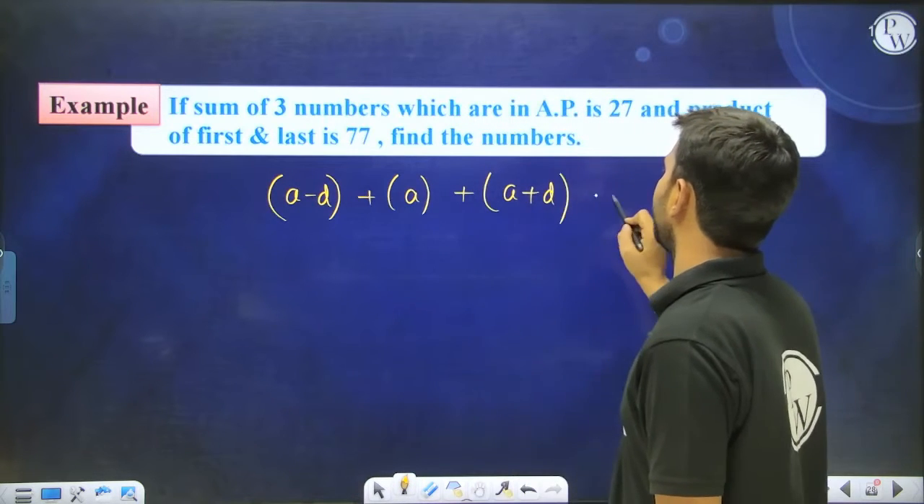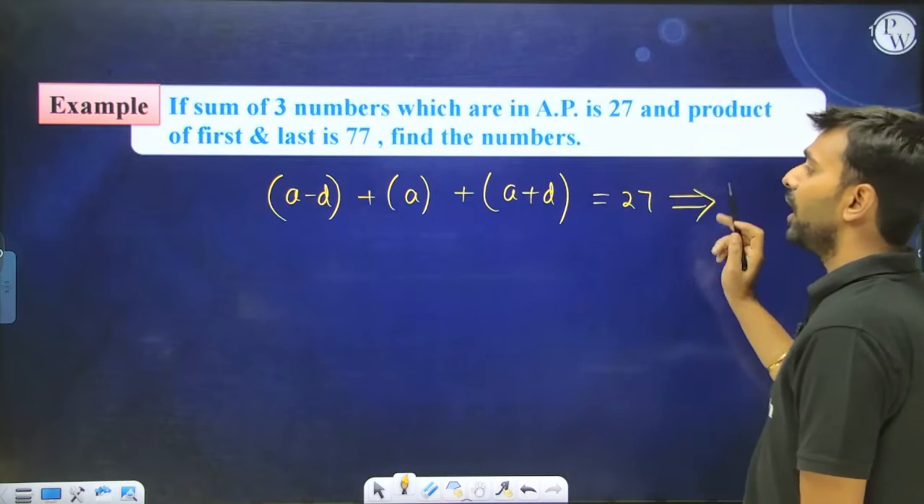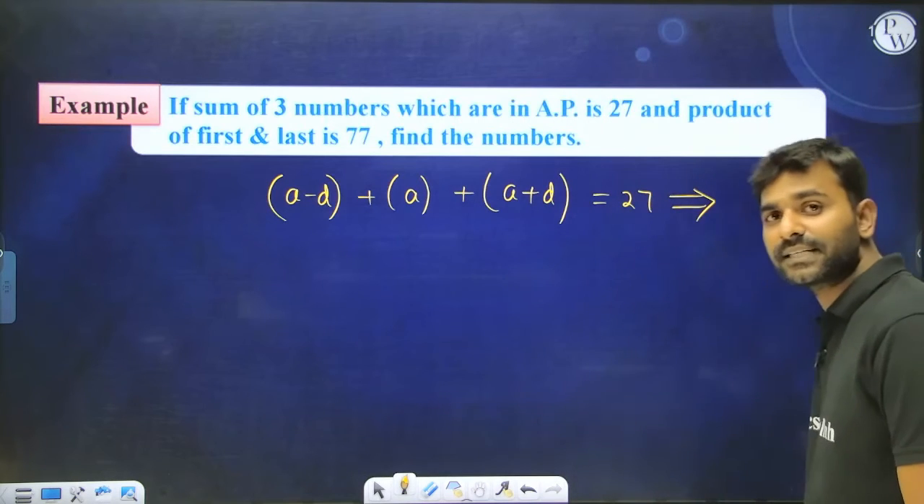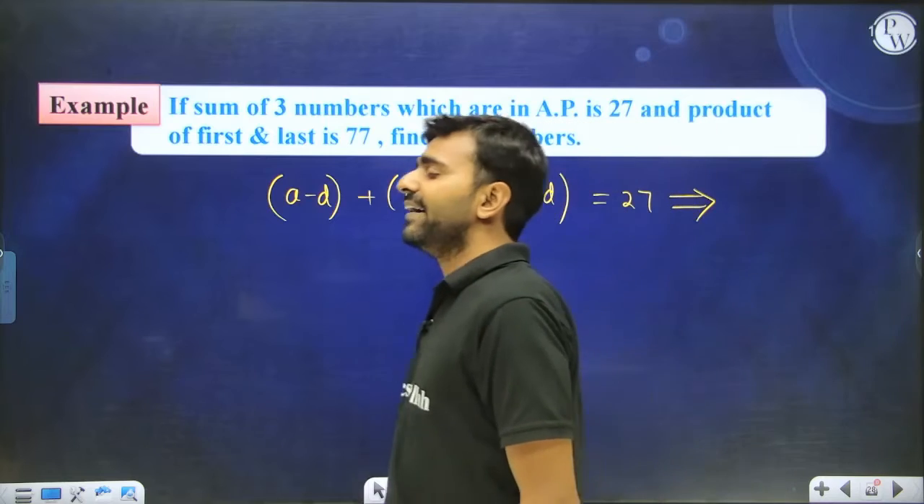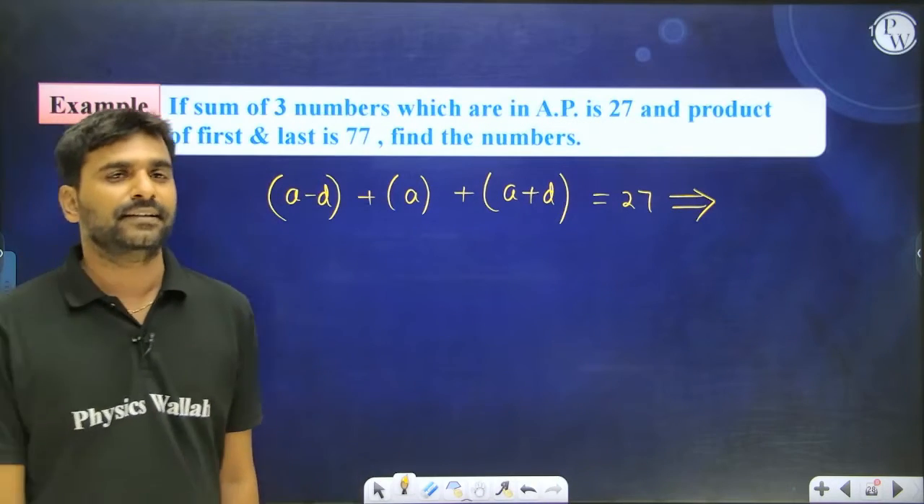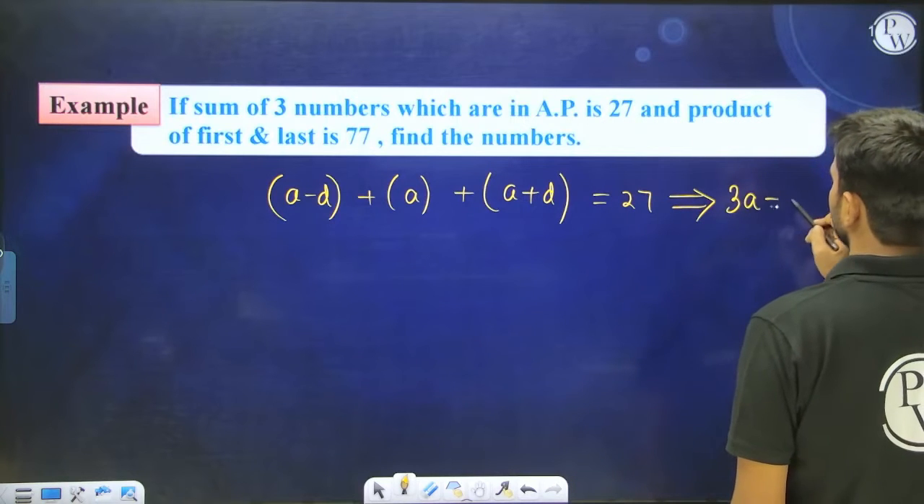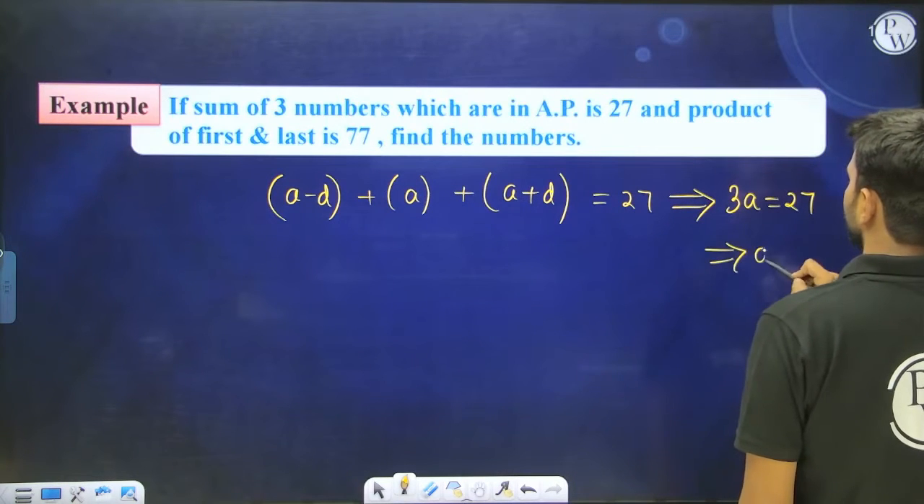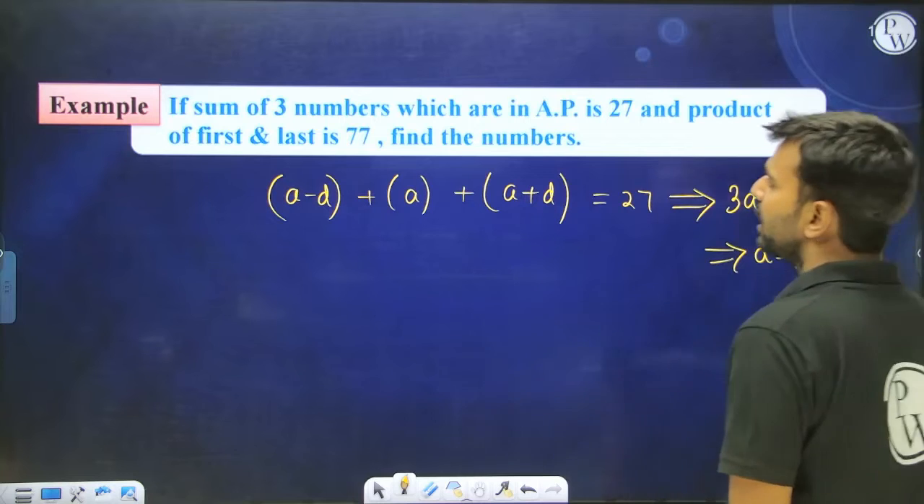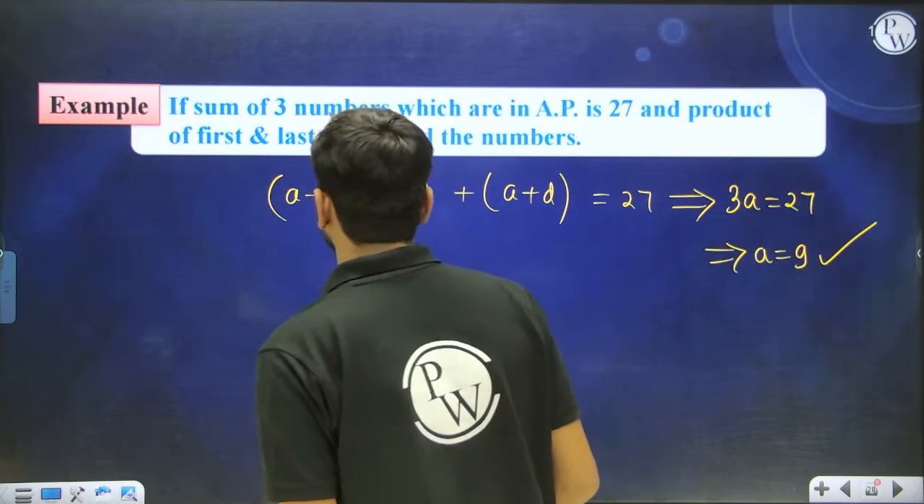The summation of the three terms is given to me as 27. If you add, don't you think that D and D cancel out? That is what I am telling you, and that's why I am telling you to take three terms in an AP like this, because this will reduce a lot of calculations. So 3A is equal to 27, which means A is equal to 9. I said okay. So the terms and product of the first and last.